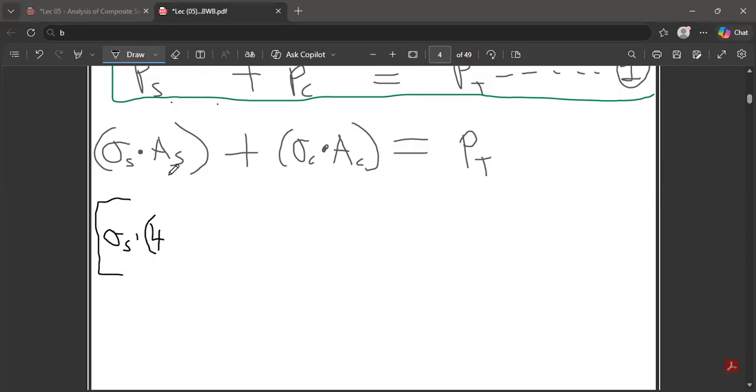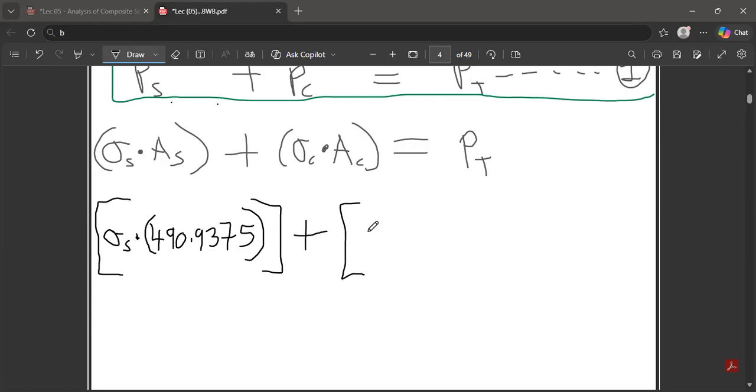Okay. And the area, we said that this dot means multiplication. The area of our steel was 490.9375. Okay, so let's put it over here. I can close this bracket and then put this one aside it like this, as simple as that. Plus the stress of copper.